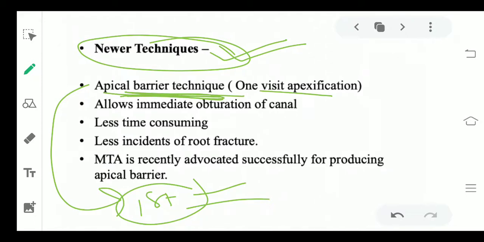What do you do in this technique? You allow obstruction of the canal immediately, not after a very long period of time, and material like MTA is used in this technique. Also, this is a very less time consuming technique, and the tooth fracture incidence in this is very less. So this one is favored, the apical barrier technique.